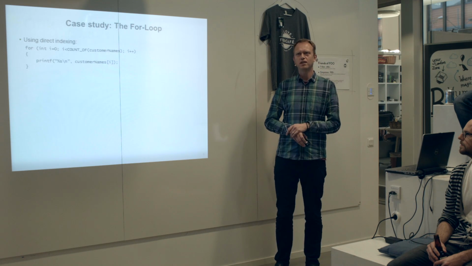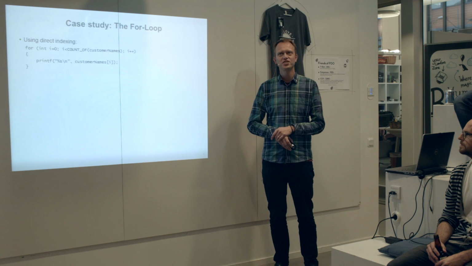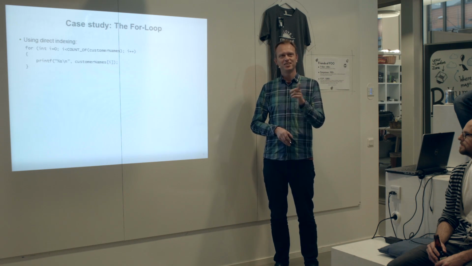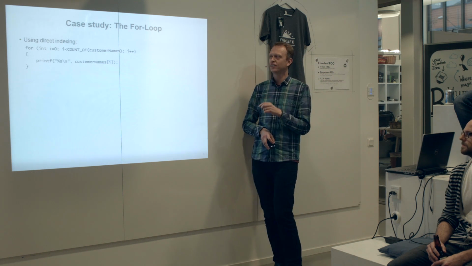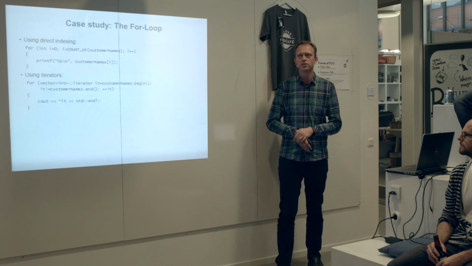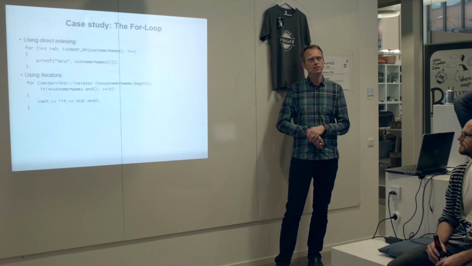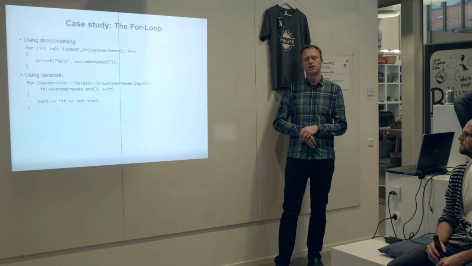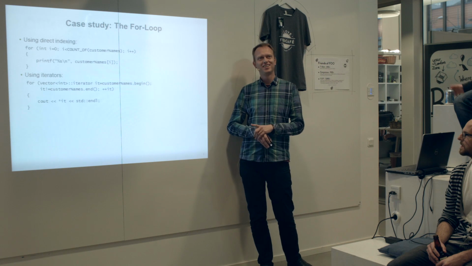How many have written a for loop like this lately? Using an index? Yeah, a couple of you, okay. So we have this one. This is what I encountered when I started doing C++ programming, using an iterator structure. How many have written one of these lately?